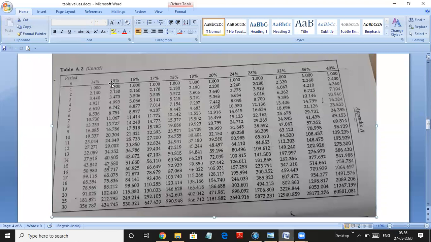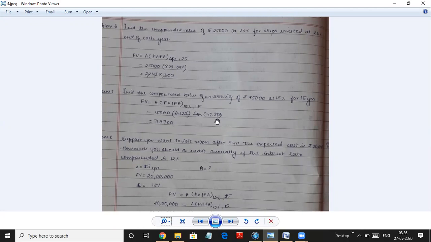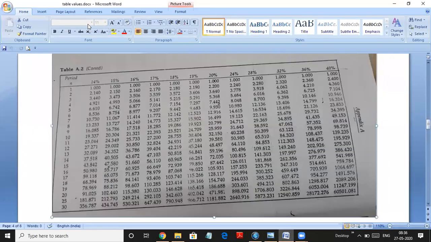So we go to the table value. This is the annuity table value. 15% for 15 years, you get 47.580. See here in the table, I'm taking 15% going down up to 15 years. So this is 47.580. When you multiply 15,000 with 47.580, the table value, you get 7,13,700. So this is how you have to calculate the future value of an annuity if annual cash flows are given.